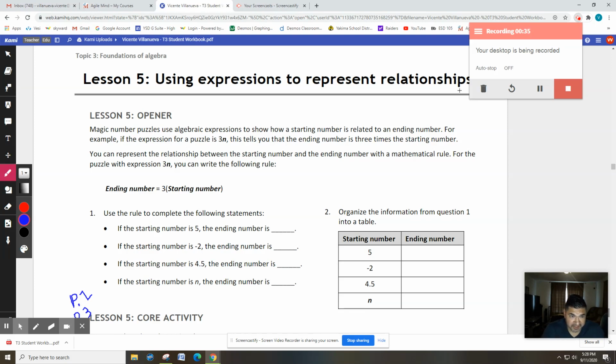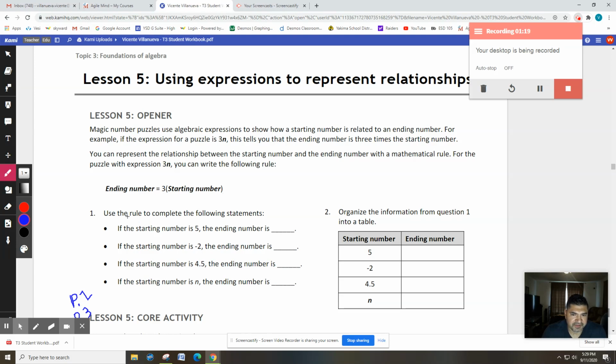Okay, so this is lesson 5, using expressions to represent relationships. Here's the lesson 5 opener. Magic number puzzles use algebraic expressions to show how a starting number is related to an ending number. For example, if the expression for a puzzle is 3n, this tells you that the ending number is 3 times the starting number. You can represent the relationship between the starting number and the ending number with a mathematical rule. For the puzzle with expression 3n, you can write the following rule: ending number equals 3 times the starting number.